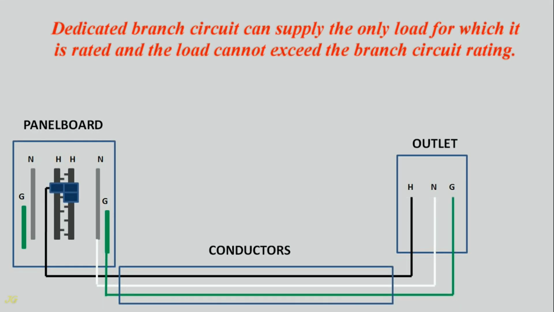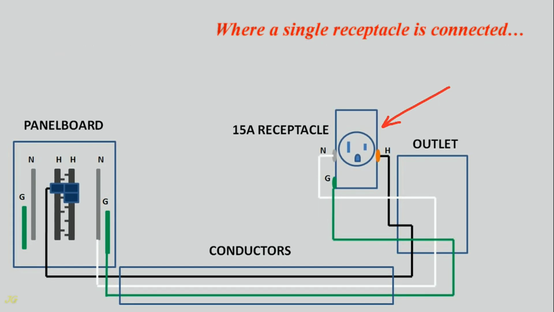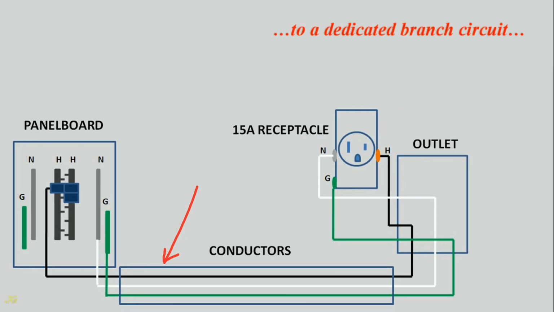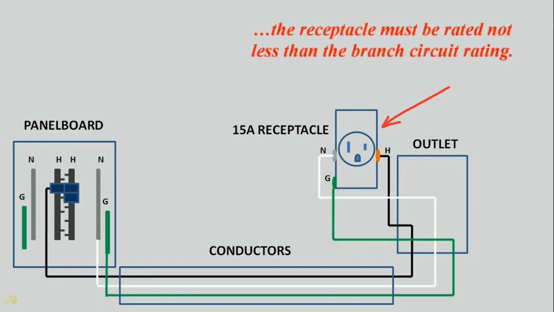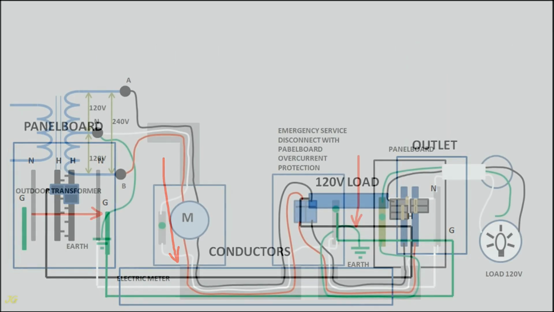A dedicated branch circuit can supply only the load for which it is rated, and the load cannot exceed the branch circuit rating. Where a single receptacle is connected to a dedicated branch circuit, the receptacle must be rated not less than the branch circuit rating. All wires, conductors, of the same circuit must be contained in the same raceway. This also applies to cables.